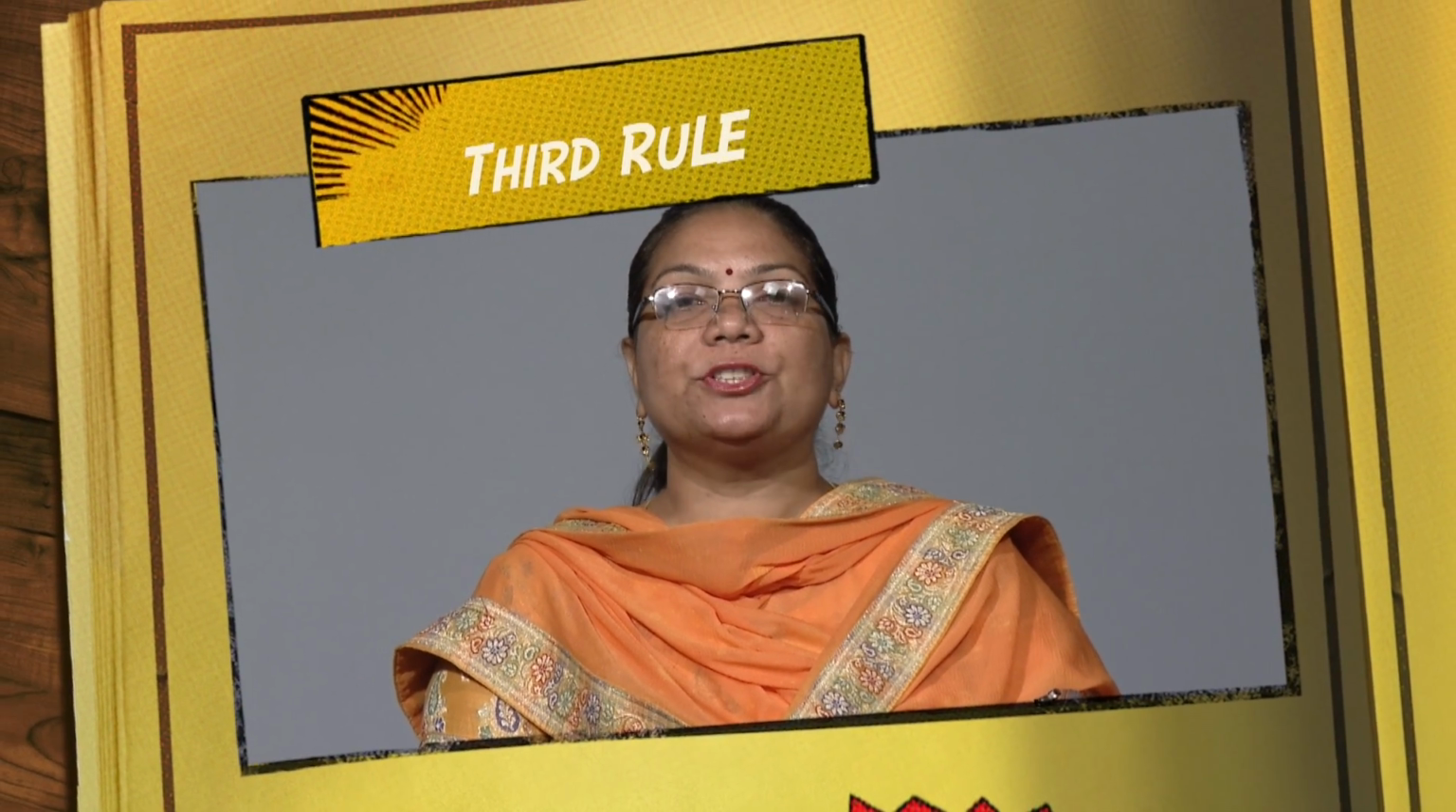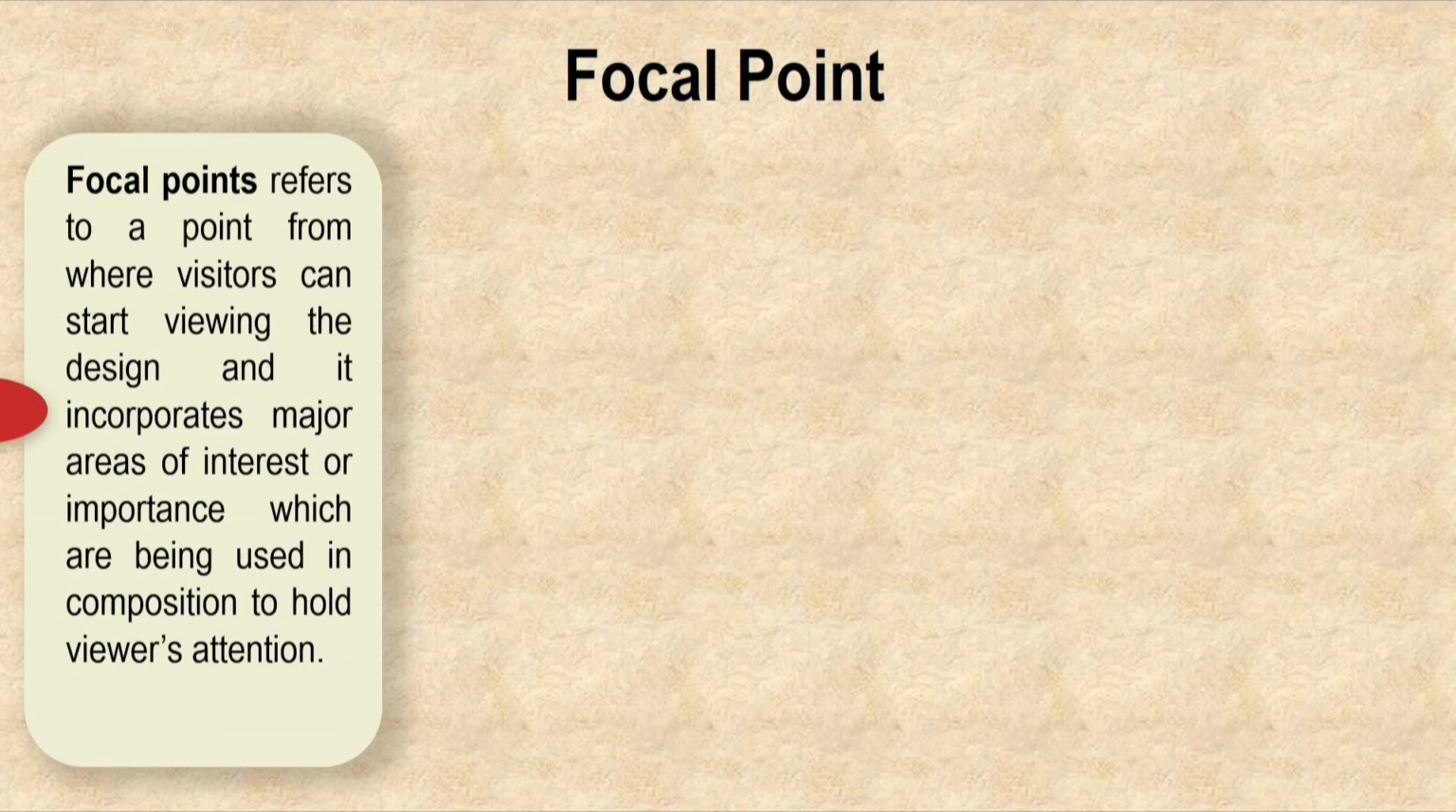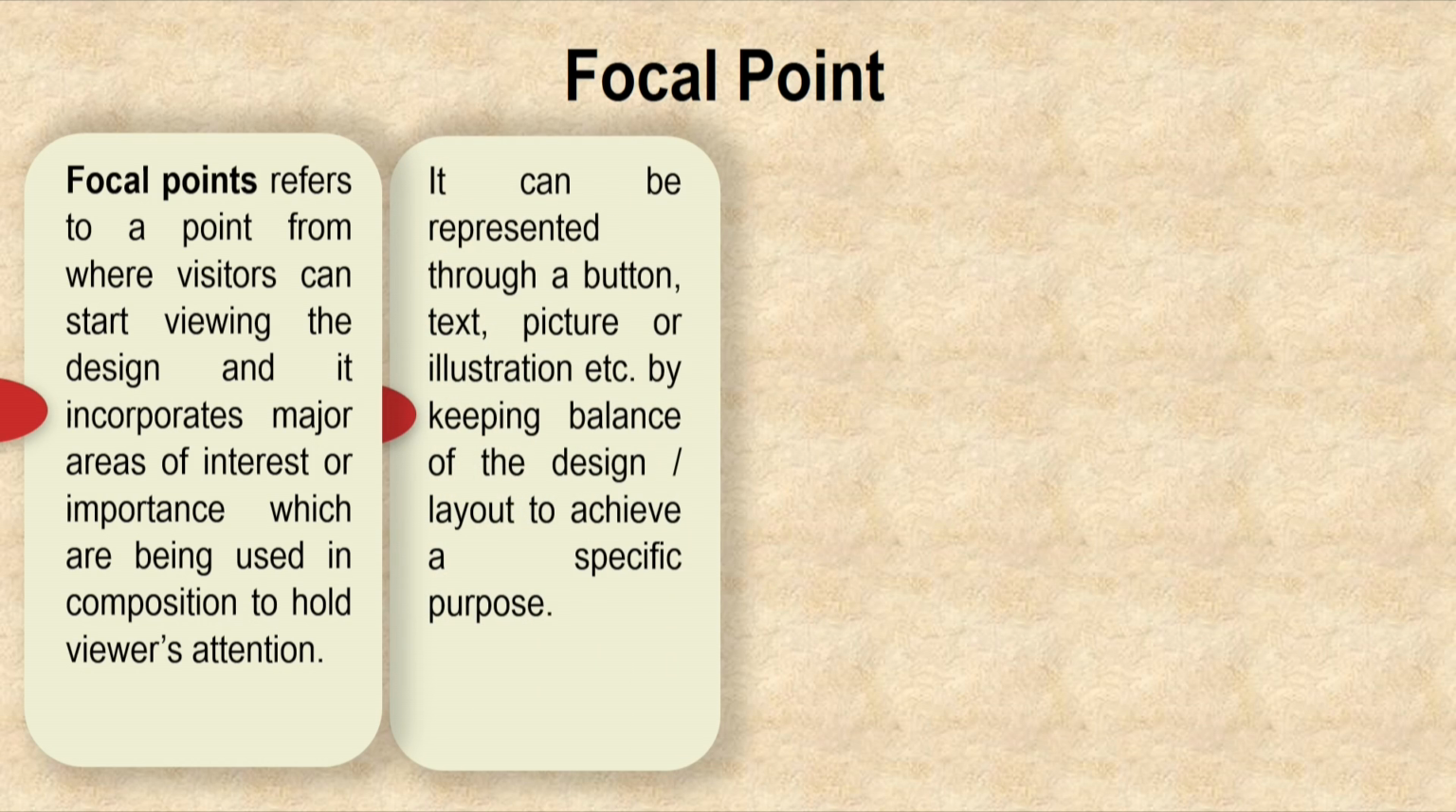The next image composition rule is focal point. Focal point refers to a point where visitors can start viewing the design, and it incorporates major areas of interest or importance which are used in the composition to hold the viewer's attention. So the focal point is where we want the user to start. It can be represented through a button, text, picture or illustration, and by maintaining a balance of the design or layout to achieve a specific purpose.